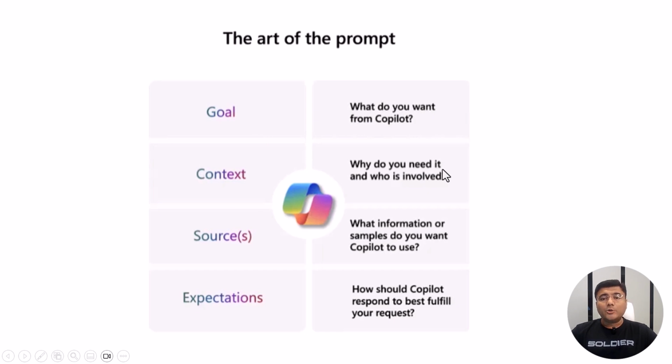Context is why do you need it and who is involved? Sources are what information or samples do you want Copilot to use? And expectation is how should Copilot respond to best fulfill your request? If you are providing these 4 things in a prompt, that's going to be counted as a good prompt.